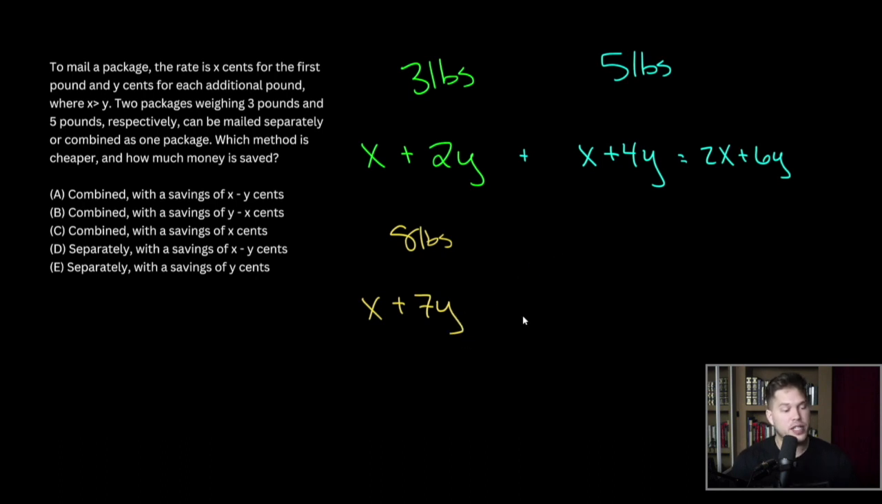So what's the difference in cost? Well, just subtract X plus 7y, and you'd be left with X minus y. So the difference is X minus y. And of course, the combined option is cheaper, as we know that X is greater than y. So our answer is going to be answer choice A. Combined is cheaper, and you'd have a savings of X minus y cents.